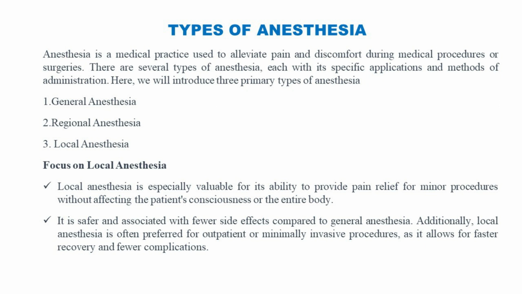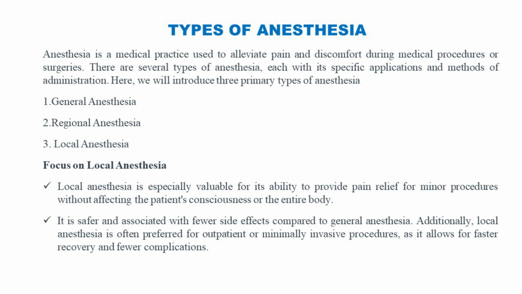How it works: general anesthesia is administered intravenously or through inhalation. It affects the entire central nervous system, leading to unconsciousness, muscle relaxation, and loss of pain sensation. Use cases: general anesthesia is used in major surgeries, such as open-heart surgery, abdominal procedures, and complex orthopedic surgeries. It ensures the patient is completely unaware and pain-free during the operation.